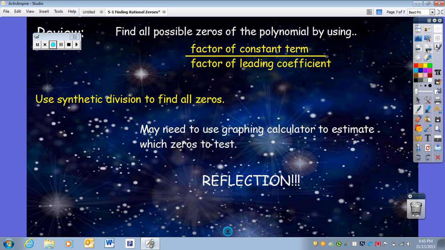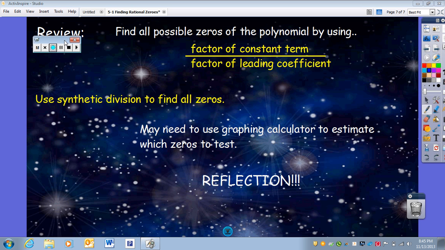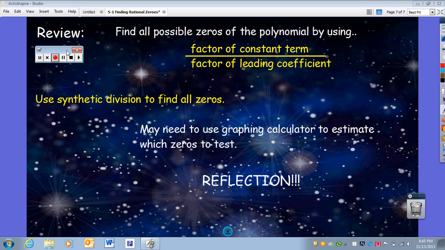So in review, what we would like to do is to make sure we are finding all the possible zeros of the polynomial by using the factors of the constant term divided by the factors of the leading coefficient, as long as all of the coefficients of the polynomial function are integers. Test one of the solutions by using synthetic division, and from there you may need to use more synthetic division, or you might be able to factor and solve your remaining polynomial. You may need to use your graphing calculator to estimate which zeros to test.